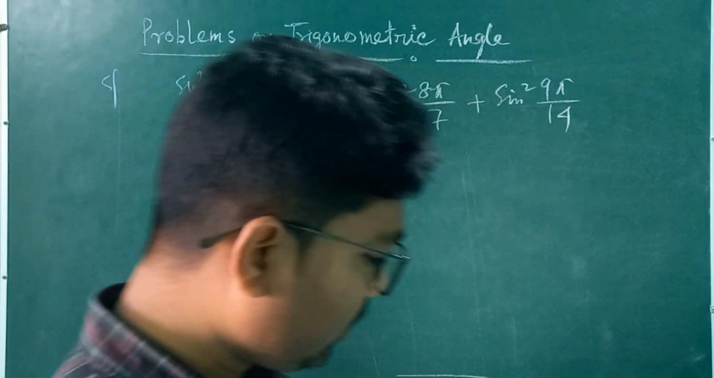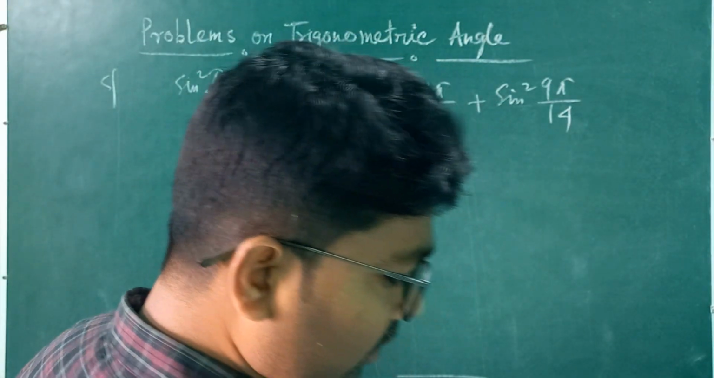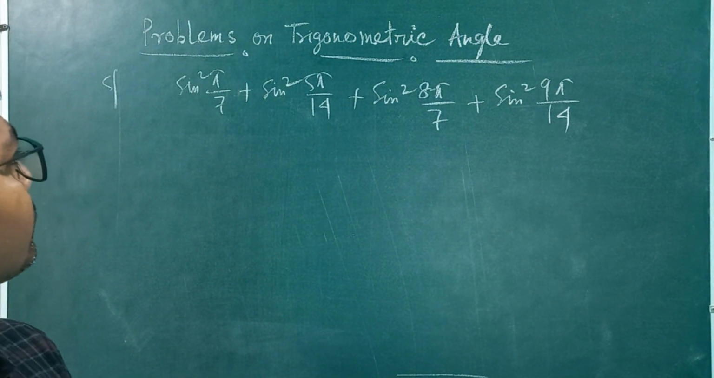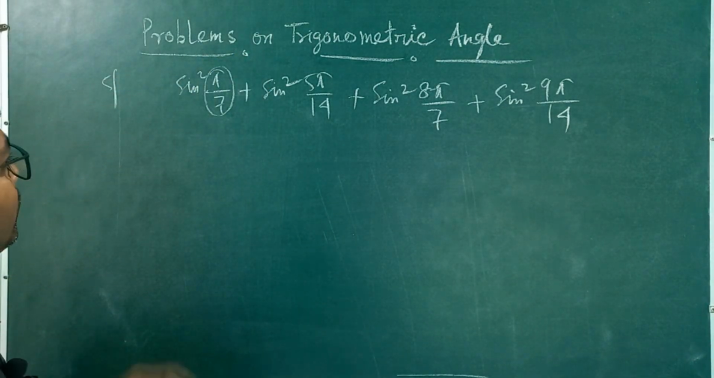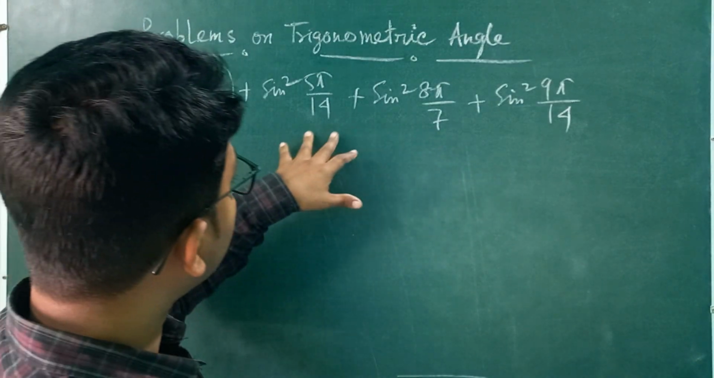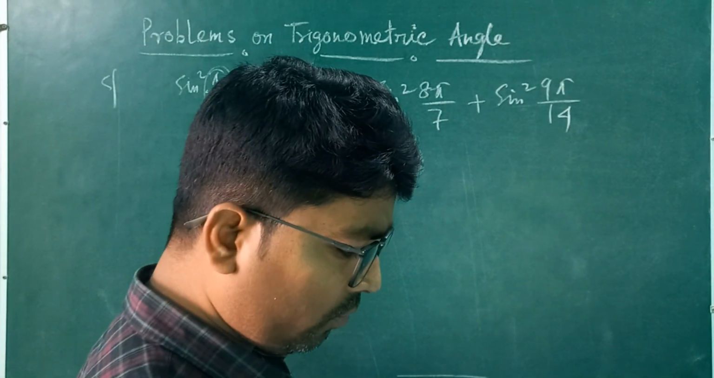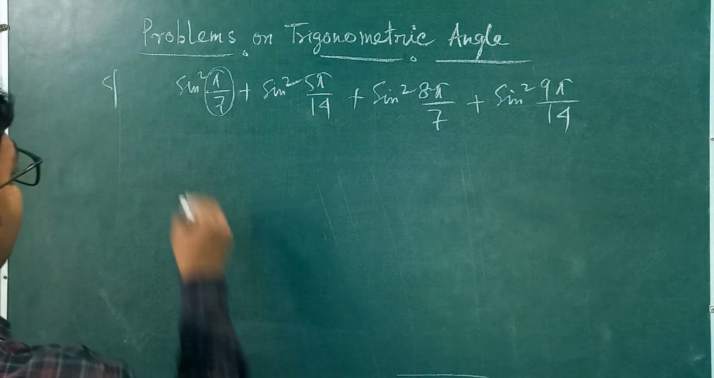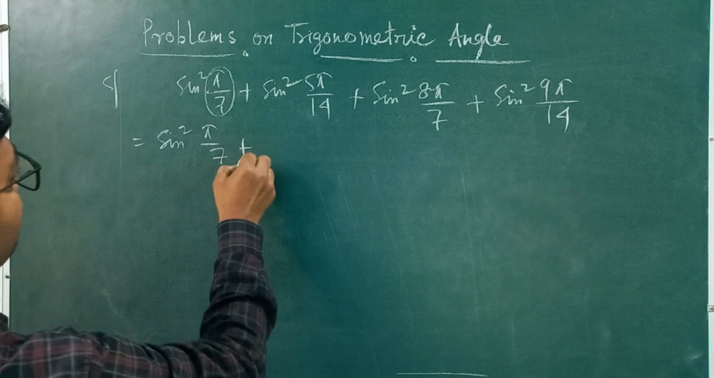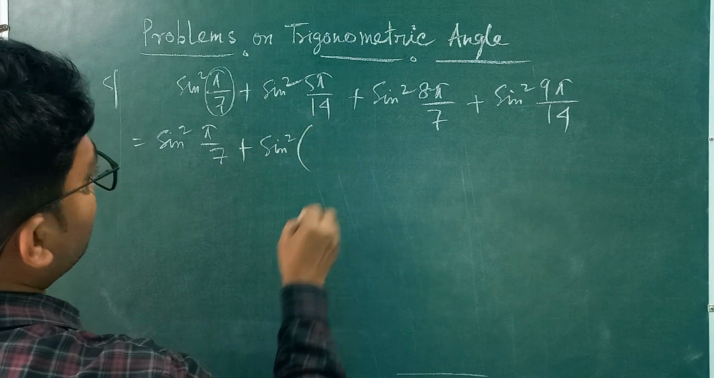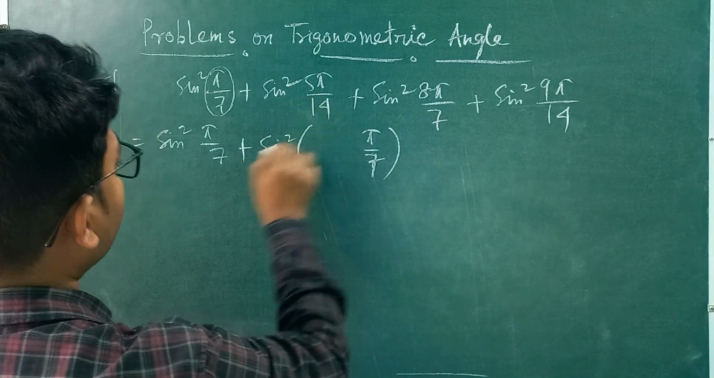Sine square pi by 7, sine square 5 pi by 14, sine square 8 pi by 7 and sine square 9 pi by 14. So here the smallest angle is pi by 7, we will not break this angle, but we have to break these three angles in terms of pi by 7. So see how we can break the angle. Sine square pi by 7, so here is pi by 7, because we want to break the angle in terms of pi by 7.